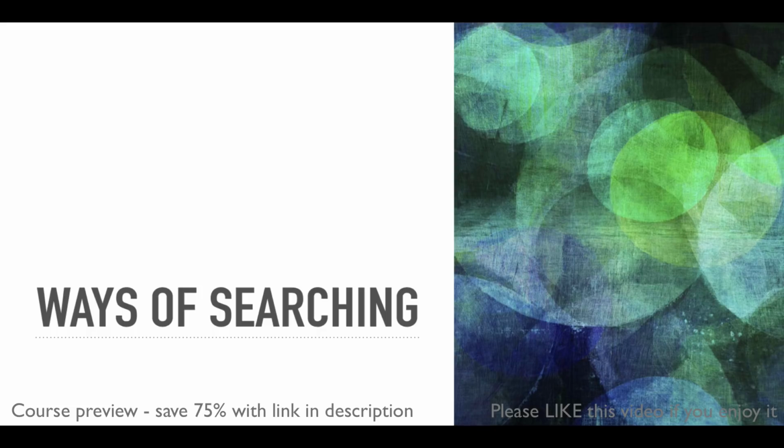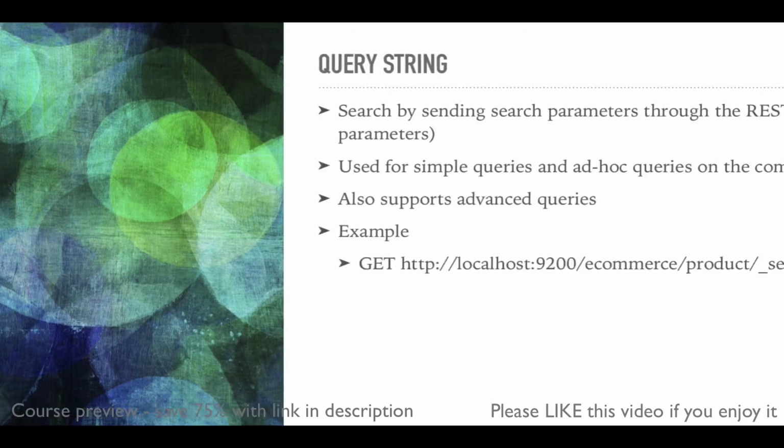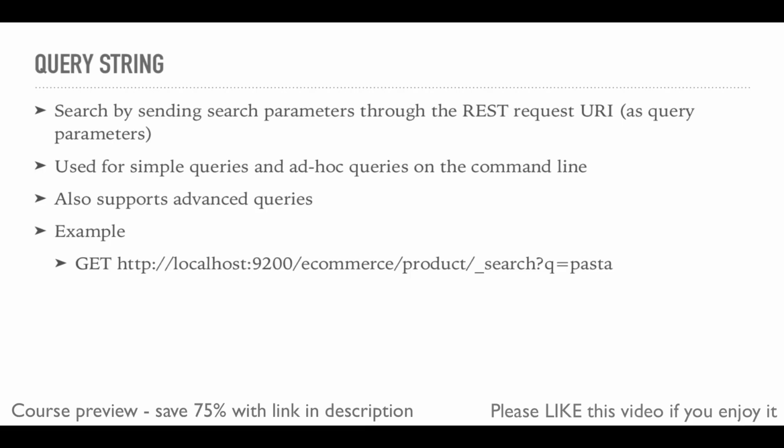Now I will briefly introduce the two ways of searching with Elasticsearch, namely by query string and using the query DSL. The first way that you can search using Elasticsearch is with query strings. This method uses only a URL to perform searches, and the search query is defined by using a query parameter. It's usually used for simple queries and ad hoc queries on the command line, but it also does support rather advanced queries. On this slide, you can see an example of how a query could look.